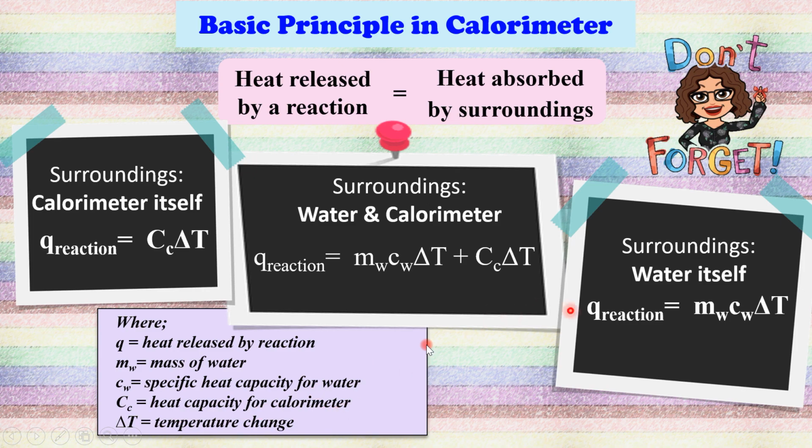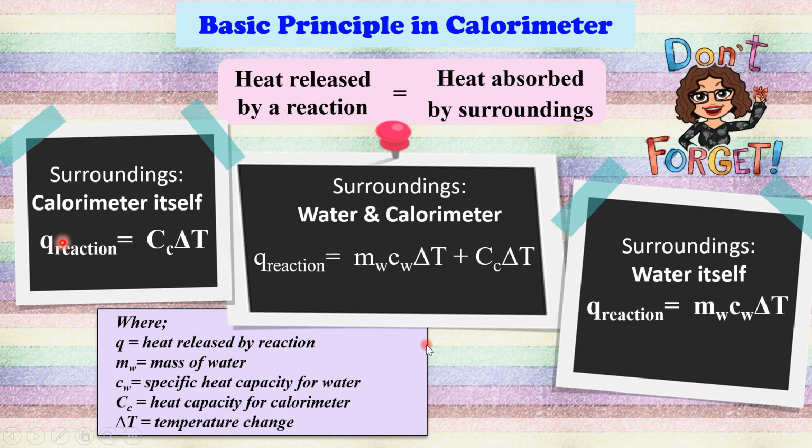Alright, so for the surrounding that involves water itself, we will get this formula. Q reaction is equal to MW CW delta T, where MW is referred to the mass of water, CW is the specific heat capacity of water, and delta T is referred to the temperature change.